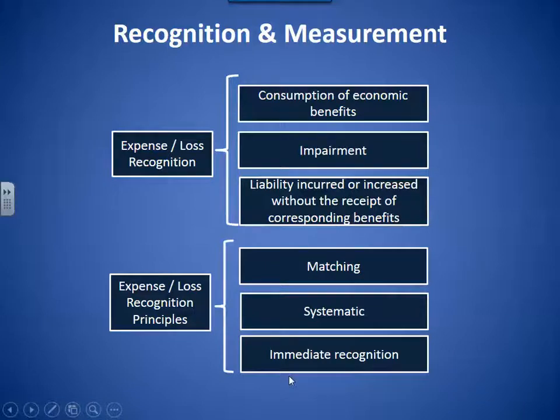And the matching principle is synonymous with associating cause and effect, such as a direct relationship is found when the cost of goods sold is recognized in the same period as the revenue from the sale of goods, things like that. Also, there's something we call systematic or rational allocation.